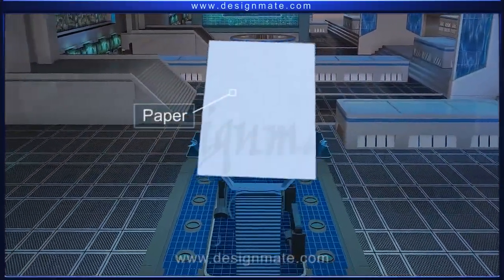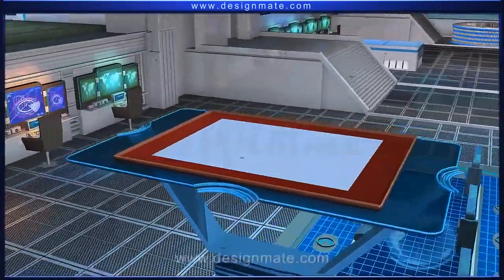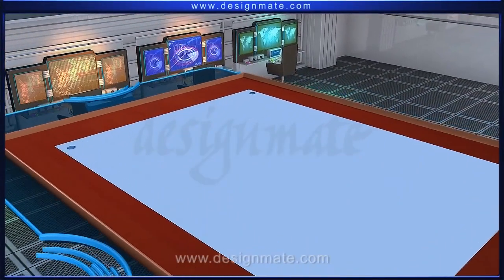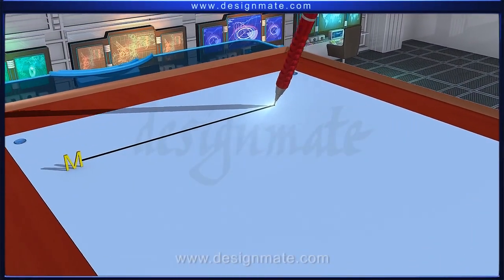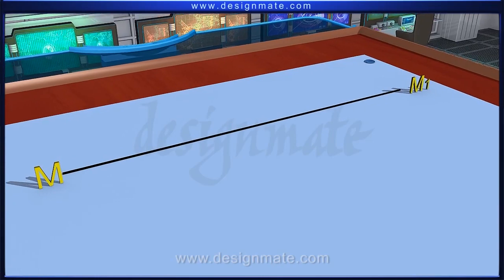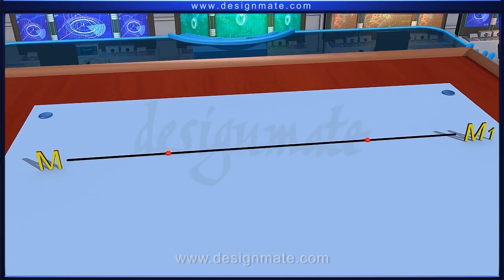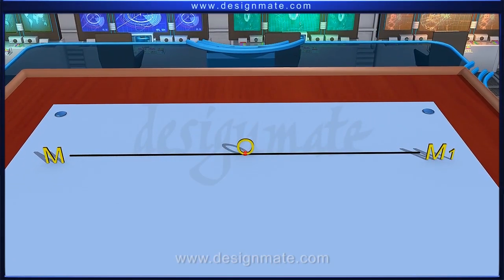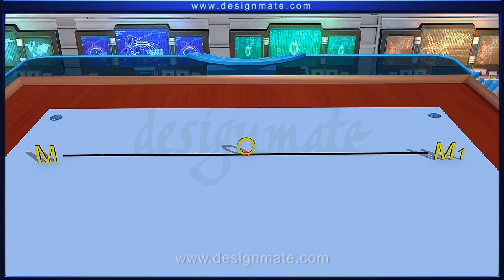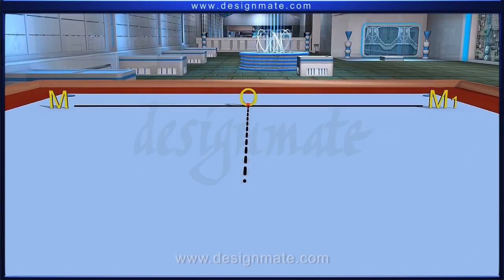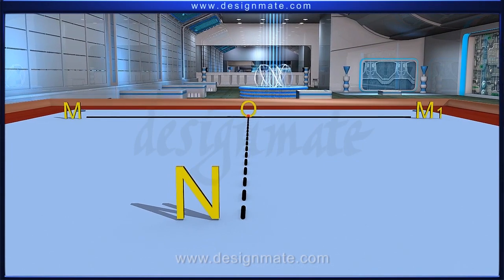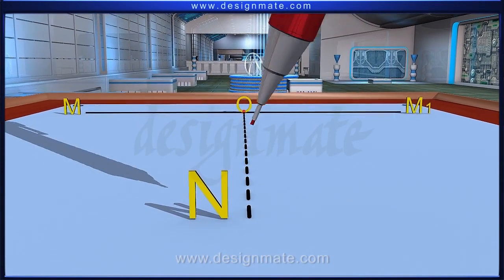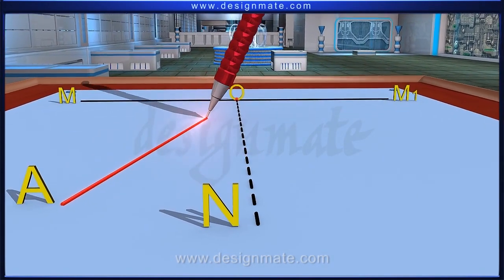Fix a sheet of paper on a drawing board with the help of pins. Draw a line MM1 on the sheet of paper. At the center of the line MM1, take a point O. Draw a normal ON to line MM1 at point O. Now draw an incident ray, AO, making an angle to ON.